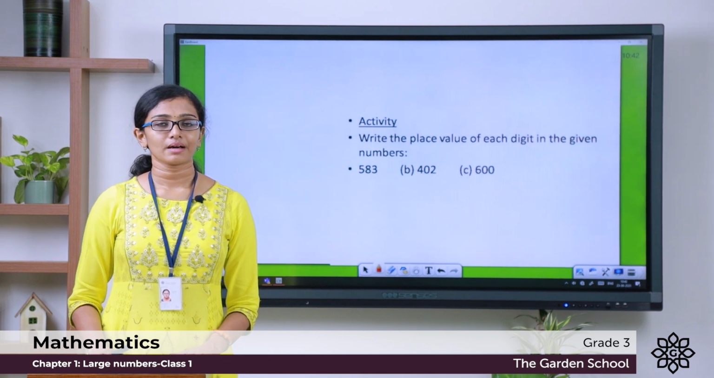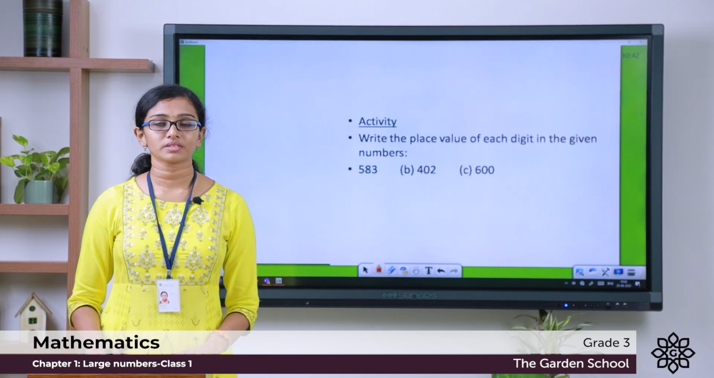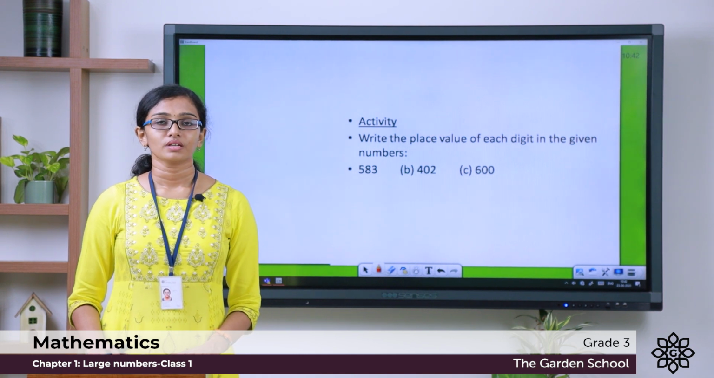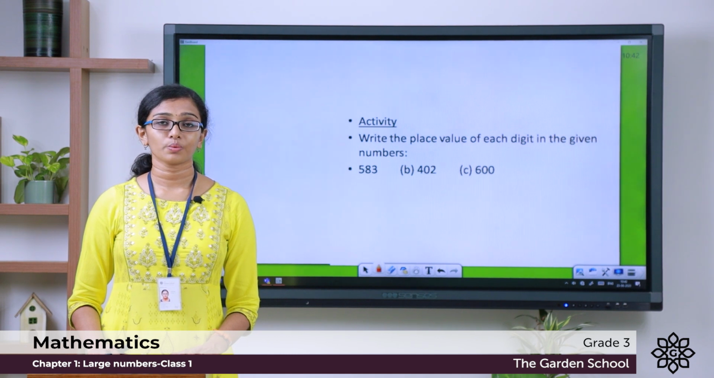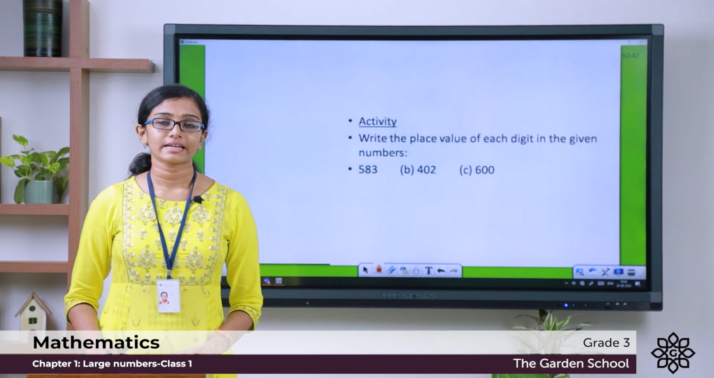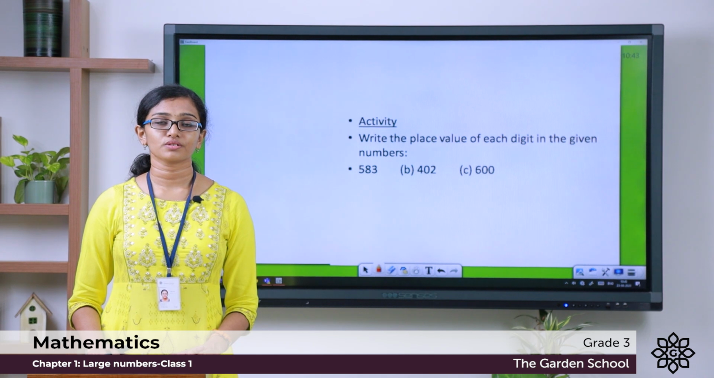Now let's talk about number names. Just like we all have names, numbers do have names too. So what are number names? Number names are just the written form of how we say or read a number. How do we read a number? We use the place values to read a number.